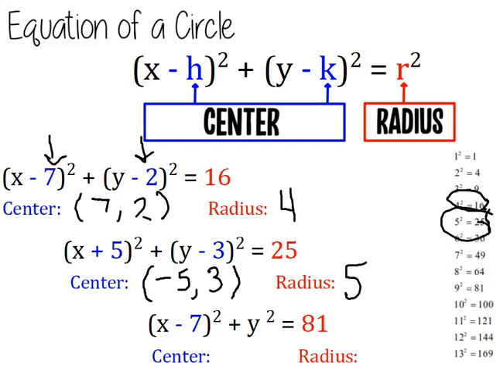So for this last one, I always get the question, oh, I think you forgot a number. There's no number with your y. There actually is a number with my y. That number is 0. So my center will be at (7, 0), with a radius of 9, since 9 times 9 is 81. I think you got it now. We've got a few examples there.